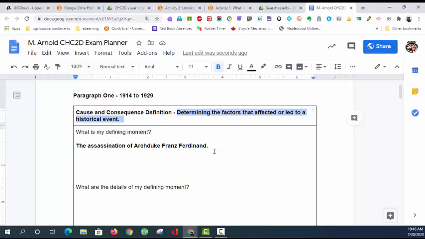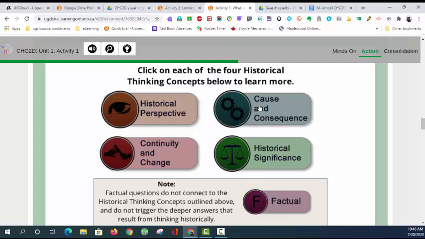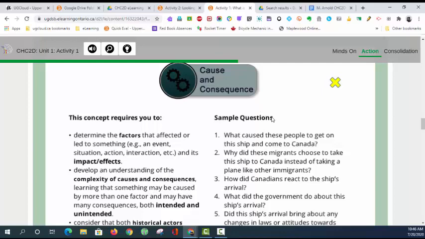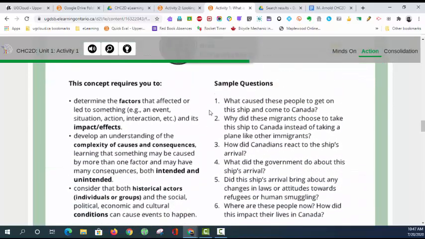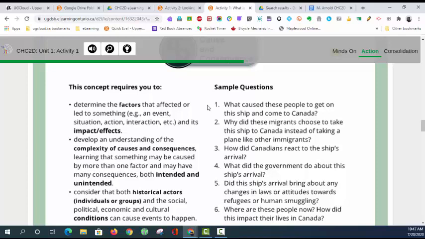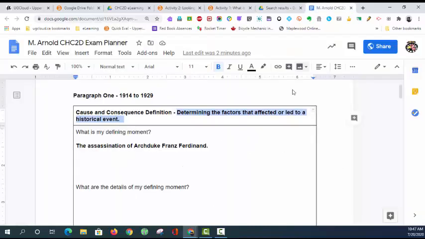Again, I obtained this definition from Unit 1, Activity 1 by clicking on Cause and Consequence in the interactive under Think Like a Historian. So what I have done is I have taken the first definition in Cause and Consequence and I have put that under Cause and Consequence definition.